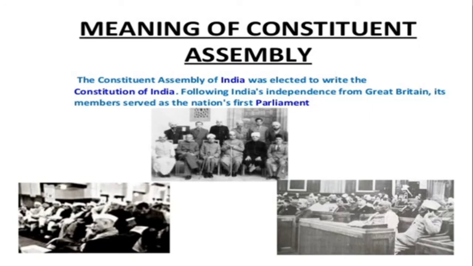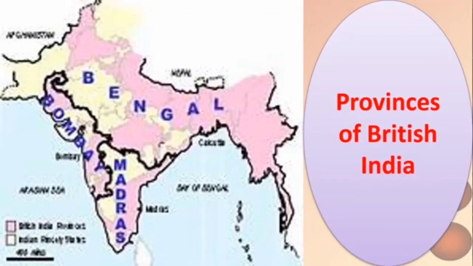And along with him, there were 298 other members who helped him in this work. So totally there were 299 members in the constituent assembly of our country. Now you know, children, that India was governed by the Britishers, okay? And India became independent on the 15th of August 1947.